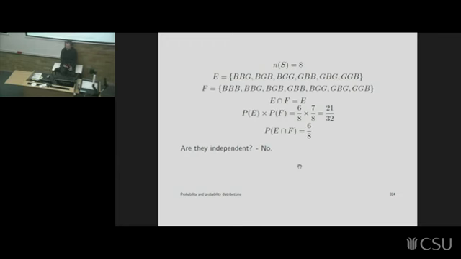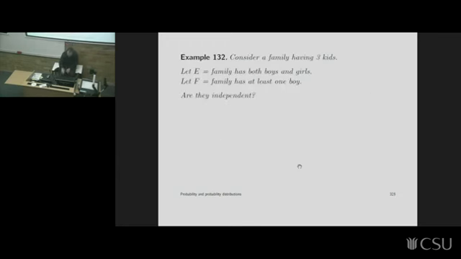And the reason is, as people said, if you've got both boys and girls, then you have to have at least one boy. So if E is true, then F is automatically true. So the outcome of E does have an impact upon F. That's a dependency you can see.